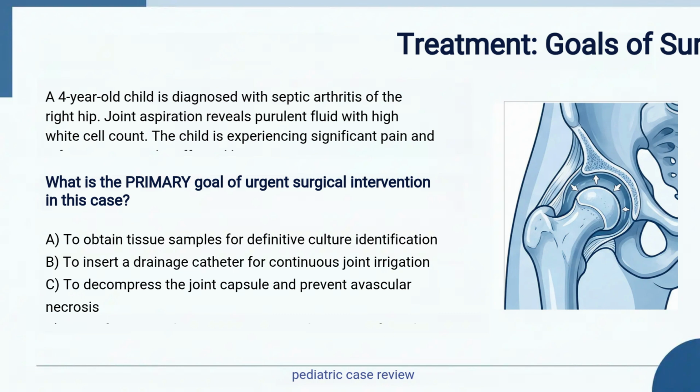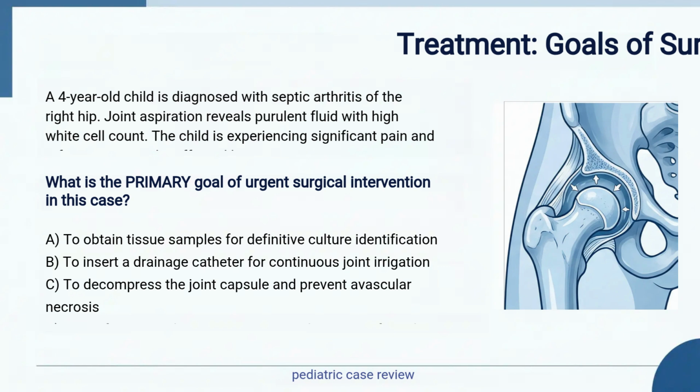A 4-year-old child is diagnosed with septic arthritis of the right hip. Joint aspiration reveals purulent fluid with a high white cell count. The child is experiencing significant pain and refuses to move the affected leg. What is the primary goal of urgent surgical intervention in this case?